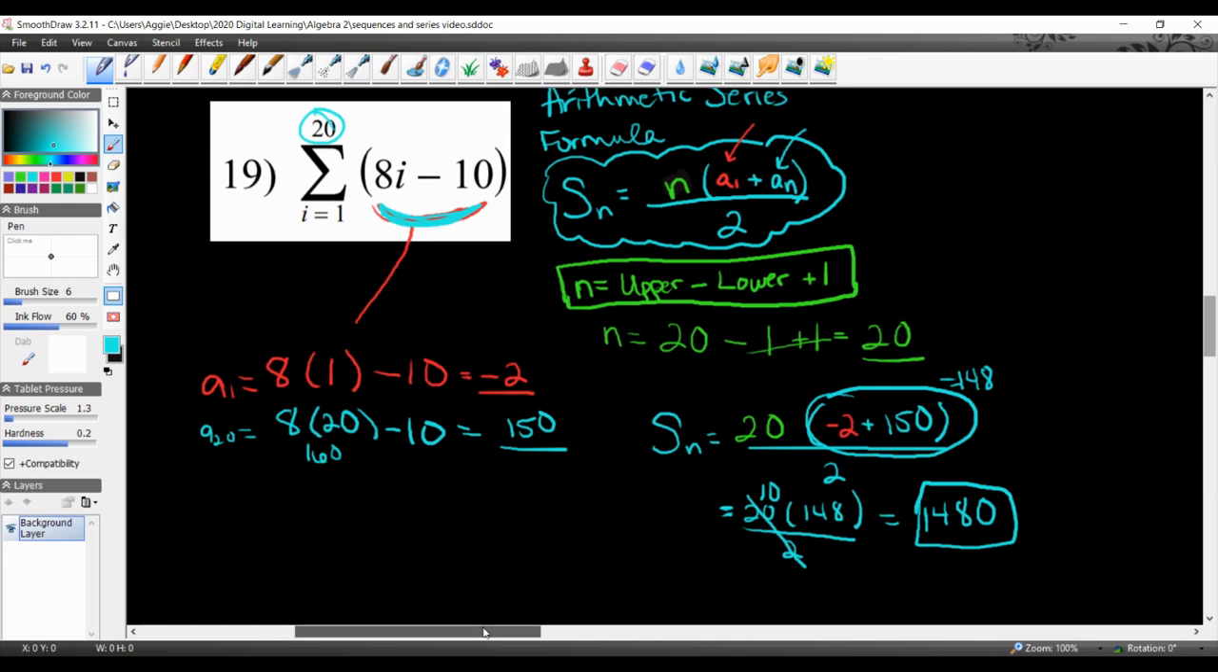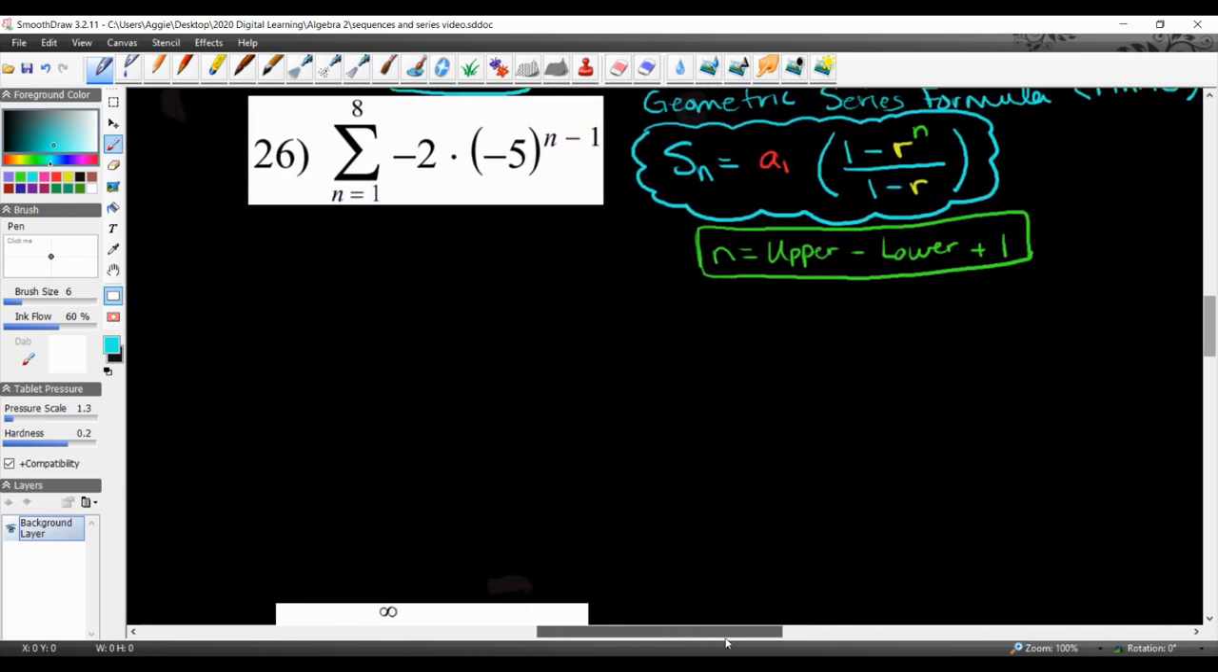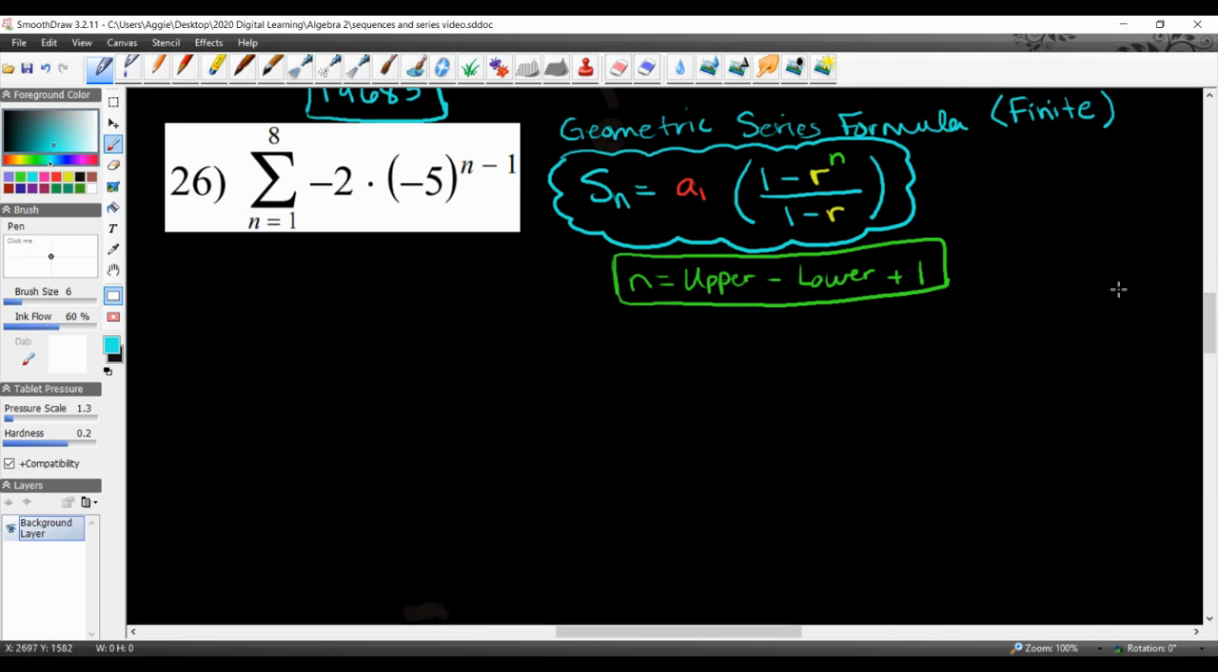Okay, I'm going to go ahead and move over to another example. I believe this one should be a geometric one. Yes, it is, number 26. For a geometric series, the formula is a little bit different, actually quite a bit different. This is for a finite series, which means that the series doesn't go on forever. It ends at a certain number according to what's written up here. This one uses a sub 1 again. It also uses r. Remember, r stands for the common ratio, and it uses n, which is the same as before, the upper minus the lower number, and then you just add 1.